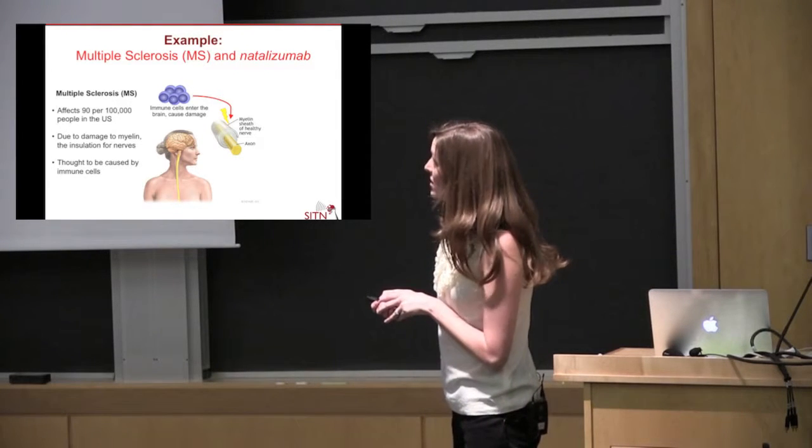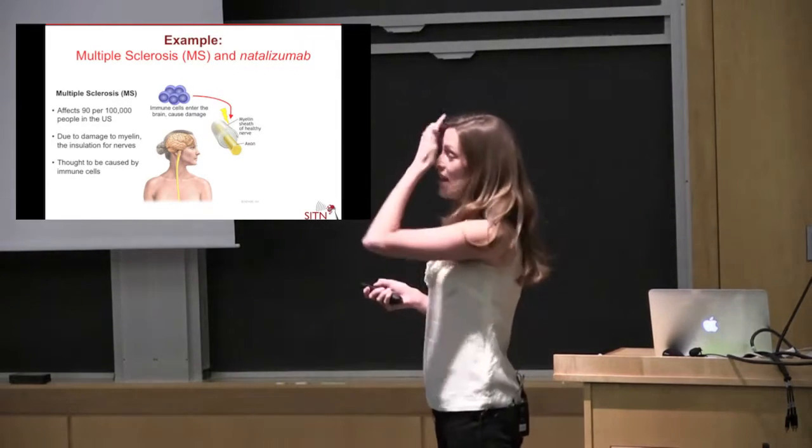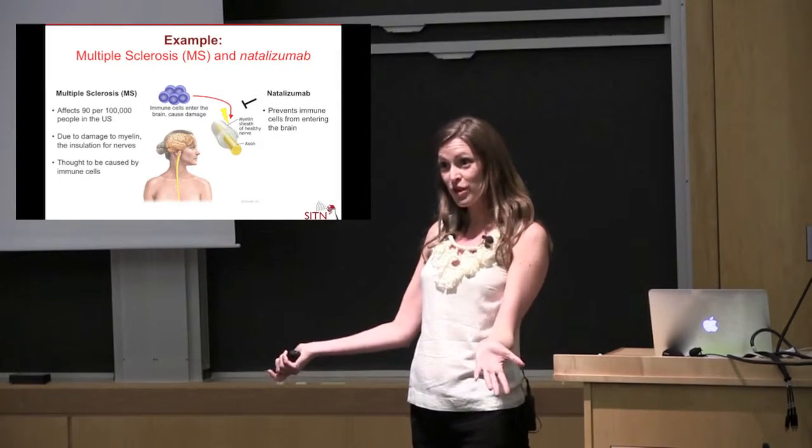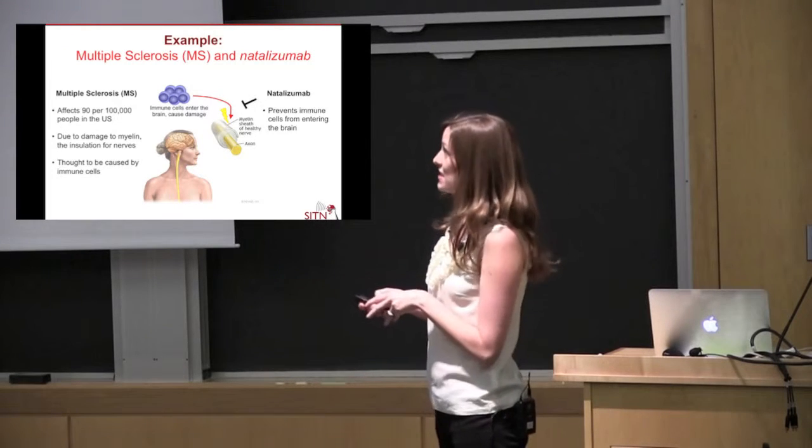So this drug that I want to use as an example, called Natalizumab, actually prevents immune cells from getting into the brain, thereby preventing damage from occurring, preventing progression of the disease.